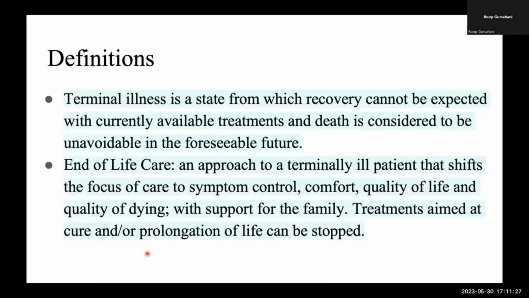It's usually irreversible, and it is something that we should be able to pick up clinically. So some definitions. Terminal illness is a state from which recovery cannot be expected with currently available treatments, and death is considered to be unavoidable in the foreseeable future. And end-of-life care is an approach to a terminally ill patient that shifts the focus of care to symptom control, comfort, quality of life, and quality of dying with support for the family. Treatments aimed at cure and/or prolongation of life can be stopped.